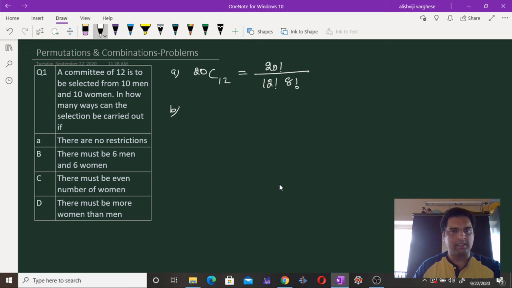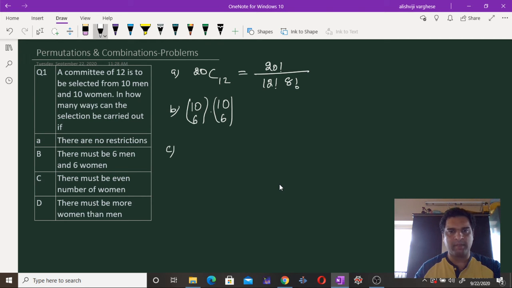So the 6 men have to be selected from the set of 10 men, and that can be done in 10C6 different ways, and the 6 women can be selected from the 10 women in 10C6 different ways. So that's the number of ways in which we can form the committee in such a way that there are exactly 6 men and 6 women. Then in case C, there must be an even number of women.